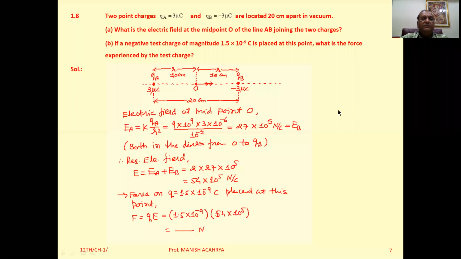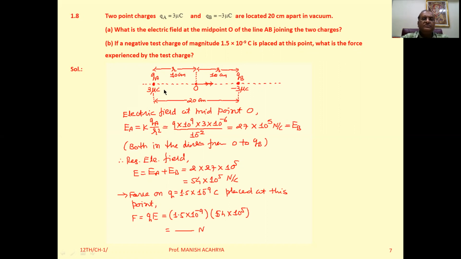Now example 1.8. Two point charges QA equal to 3 microcoulomb and QB equal to minus 3 microcoulomb are located 20 centimeter apart in vacuum. A. What is the electric field at the midpoint O on the line joining AB, the two charges? B. If a negative test charge of magnitude 1.5 into 10 raised to minus 9 coulomb is placed at this point, then what is the force experienced by the test charge?